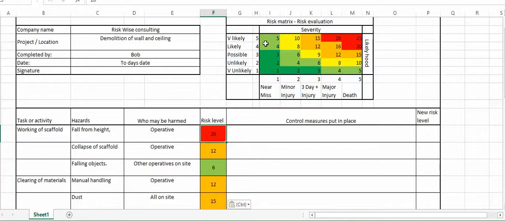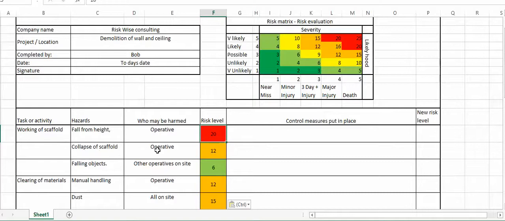So essentially, just from this matrix here, in this situation, and this is purely with the example that I'm using, I considered a fall from height, given that there was no edge protection, etc., to be very, very likely, and given the height, a major injury was likely. And so I typed in 20. You can see if I type in 20 here, it changes it to red.